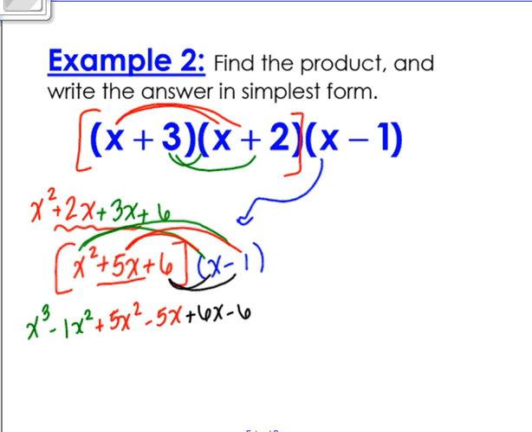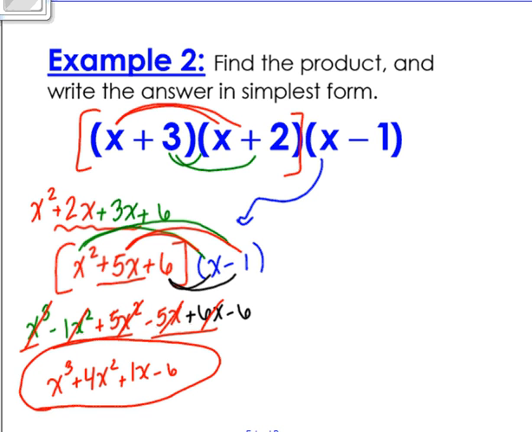So now again, just combine like terms, clean it up, make sure it's in standard form. This is the only x to the third that I have, so it just comes down. I have a negative 1x squared and a 5x squared, which gives me a 4x squared. Negative 5x and 6x gives me a positive 1x. You don't have to put the 1. And then negative 6 didn't combine to anything, so you just bring it down. And that's your final answer. You can do that in the box if you want to. You would just have to make two different boxes since you had to multiply two separate times.